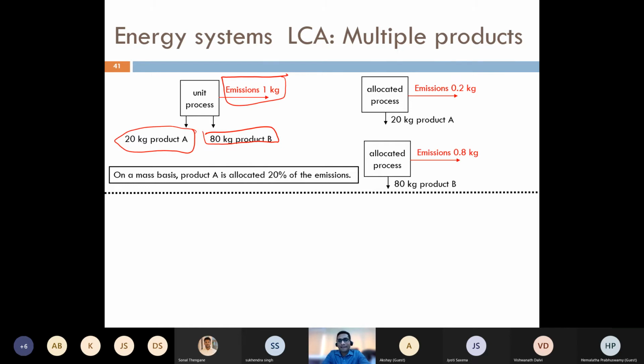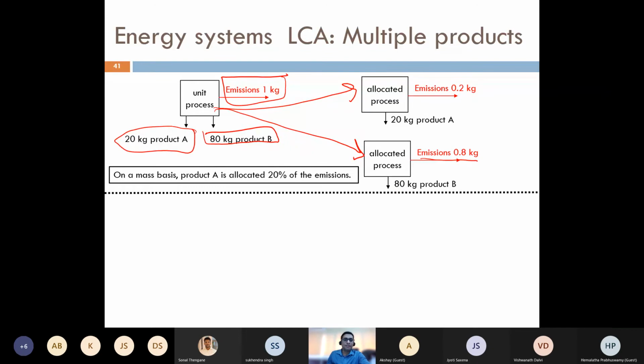One way I can allocate this emission is on the basis of mass. I know I have a total of 100 kgs, and 20 kgs is product A and 80 kgs is product B. The simplest way of allocation on a mass basis would be to divide this process into 2 processes. The first process gives me 20 kgs of product A and the emission associated with it is 0.2 kgs. The other process gives me 80 kgs of product B and it has emissions of 0.8 kgs. Simple, makes sense, nothing to worry about.